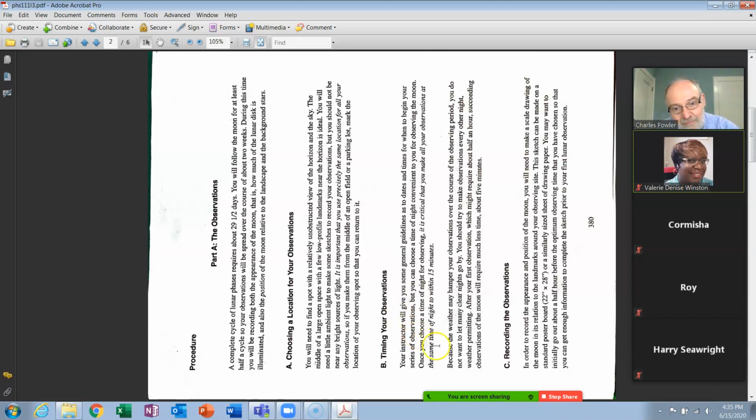Now, because weather may hamper your observations, that is quite a statement. Because what do we mean by weather? Well, certainly if it's raining, don't go out there. You're not going to see the moon, maybe, but you certainly won't see the stars. You may have trouble seeing your landmarks. So don't get out there in the rain. But even if it's a cloudy night, you may have difficulty seeing either the moon or the other stars. So when you have one of those nights, try to pick the next clear night.